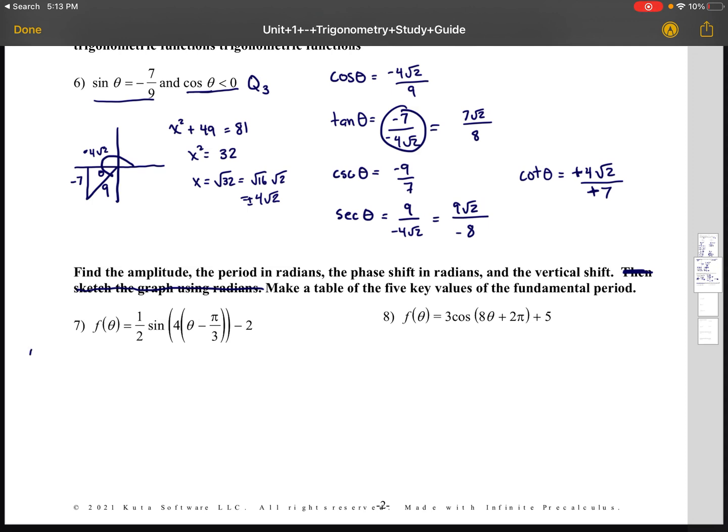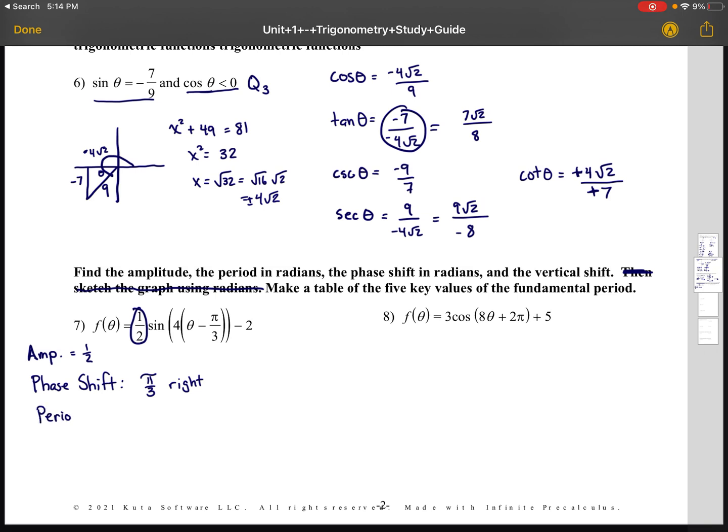All right, so 1, the amplitude is the number that's in the front. So in this case, the amplitude is 1/2. The phase shift is pi over 3 radians to the right. The graph shifts right because the value is negative.